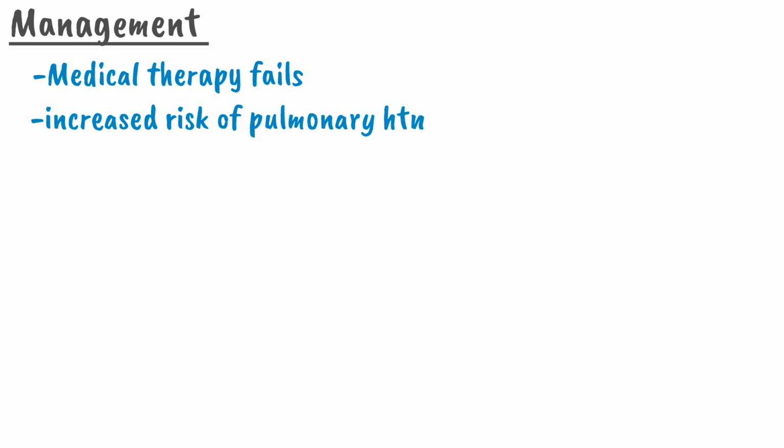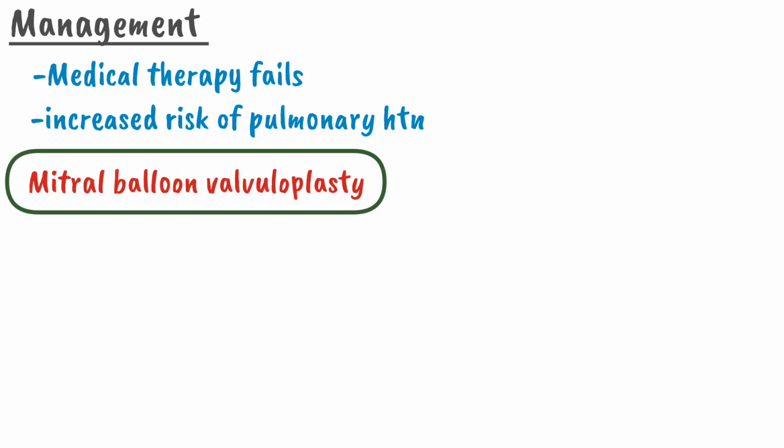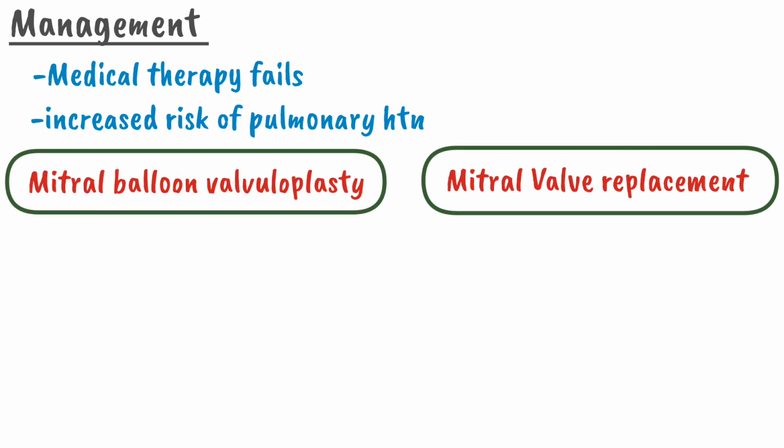So when medical treatment fails and a patient has an increased risk of pulmonary hypertension, we can also perform some interventional and surgical procedures such as mitral balloon valvuloplasty and valve replacement. Balloon valvuloplasty is a treatment of choice, but certain criteria need to be met. If these criteria are met, then we can perform a balloon valvuloplasty, and it is a treatment of choice for mitral stenosis.